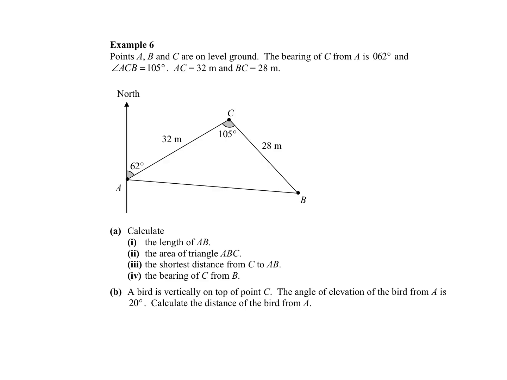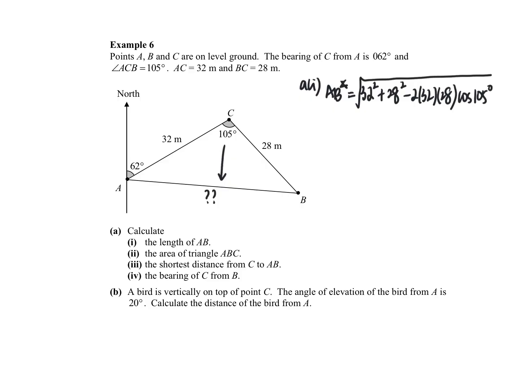Ready? Okay, find AB. What rule should I use? Cosine rule. So AB square is the sum of squares of the other two sides minus 2 times the product of these two lengths followed by cosine 105. And then I take square root. Come back. So 3SF. Okay, always give me the 5SF first, then the 3SF.